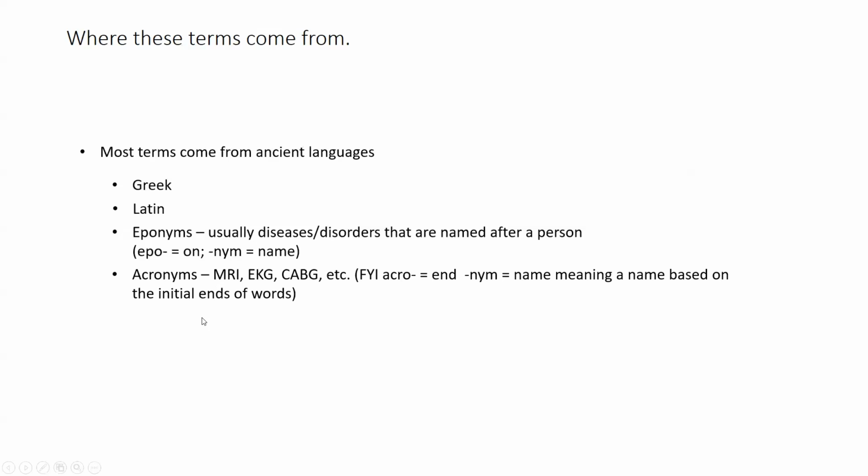And at the end of each chapter, for each system, there'll be a list of common abbreviations or acronyms for that body system. Finally, some words do just come from English, French, or German. We can't name everything from Latin or Greek or name them after somebody or use acronyms, so sometimes we just have new English words or new French words or new German words that mean these things.